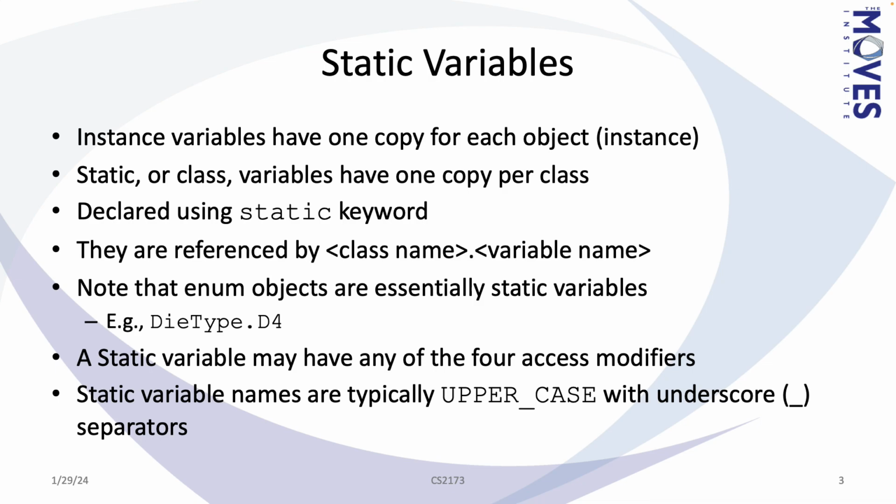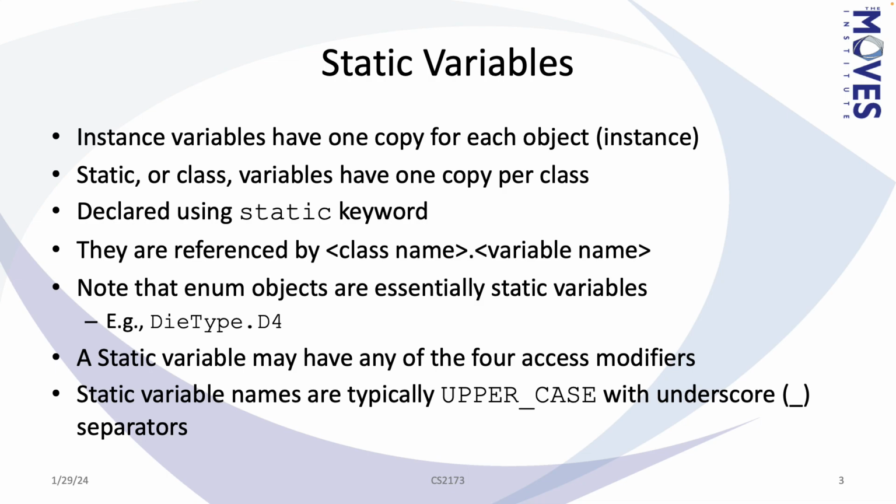So here's the thing to understand: with instance variables, there's one copy of an instance variable per object. So if I have a class and I've defined instance variables, and I create 10 objects, then there are going to be 10 copies of each instance variable. But a static or a class variable, there's only one copy per class. One copy per class. Okay, so that's one difference. They're declared using the static keyword.